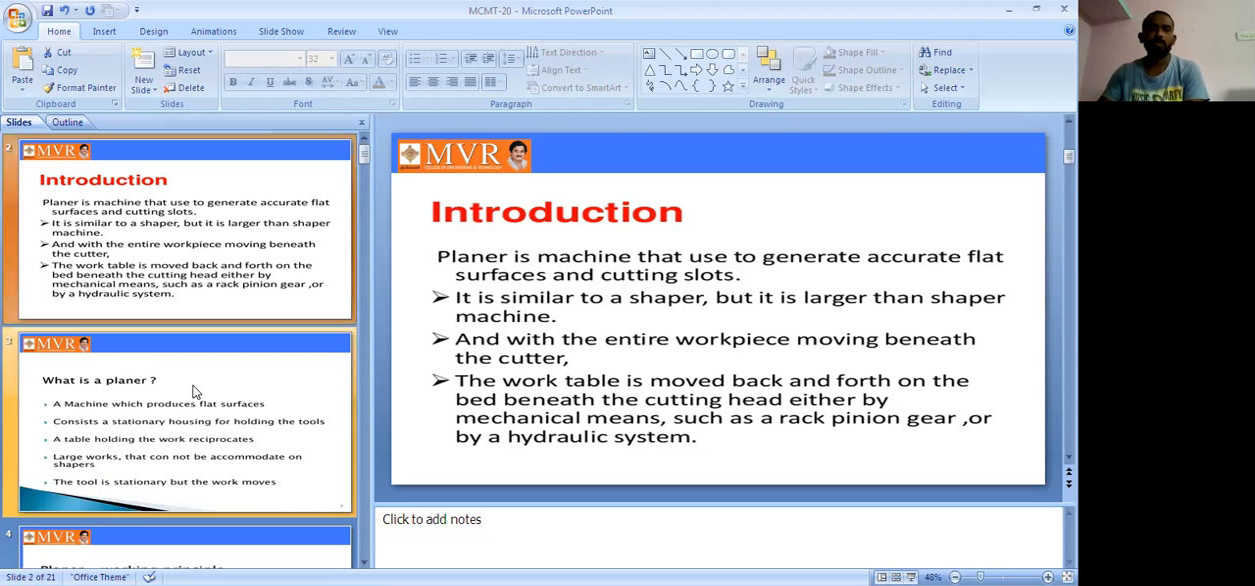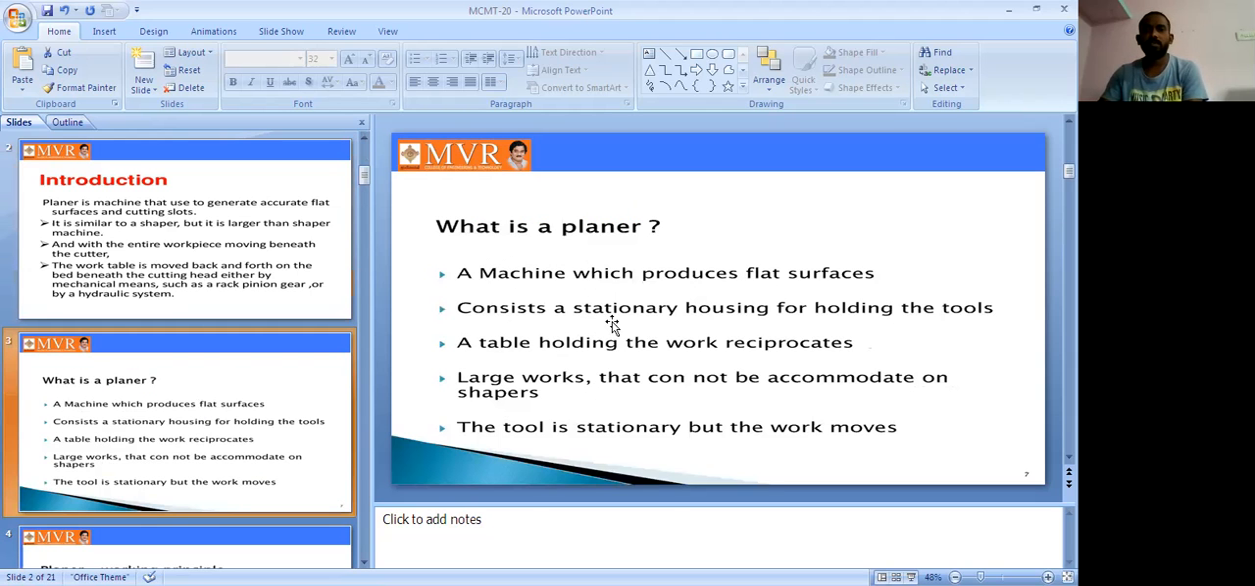Next, what is a planer? A planer is a machine which produces flat surfaces. For example, any workpiece, whether small or big, any kind of machine part, can have flat surfaces produced on it by a planer, or we can also use a shaper.